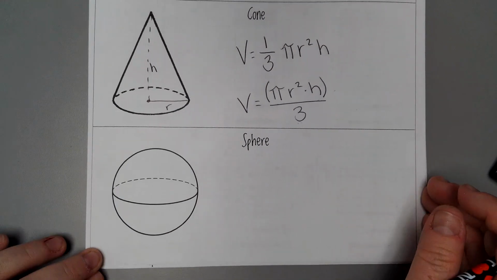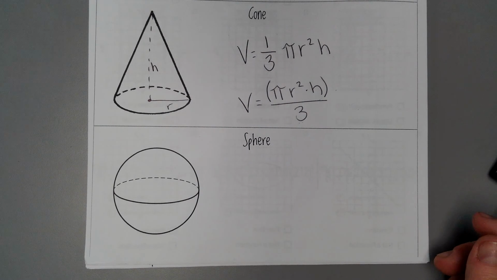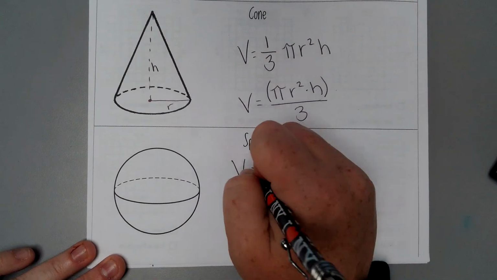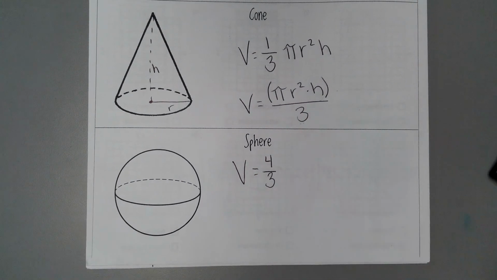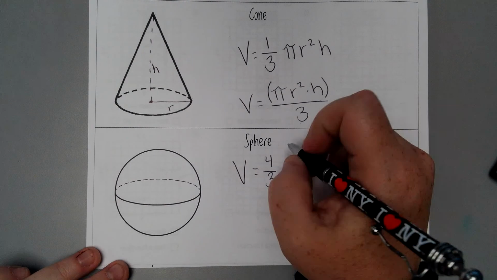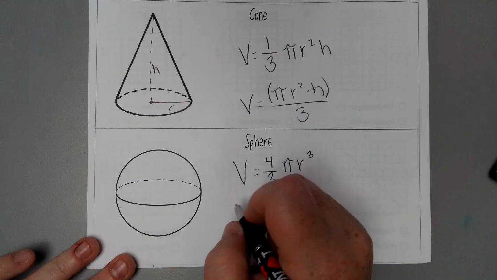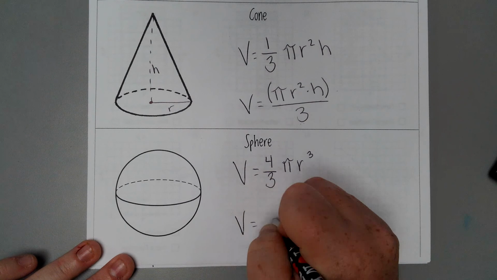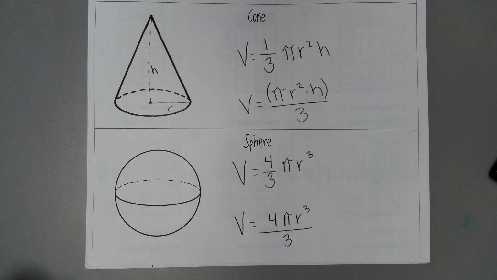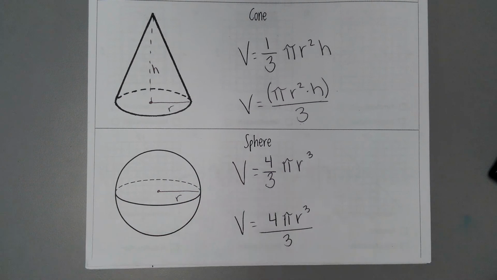A sphere has no height unless you're counting the diameter, or 2 radii, as your height. A sphere is 4/3 pi r cubed, because it fits a whole cylinder plus a third of one. Or you might write it as 4 pi r cubed, and then all of this divided by 3, where your radius is from the center to an outer edge.